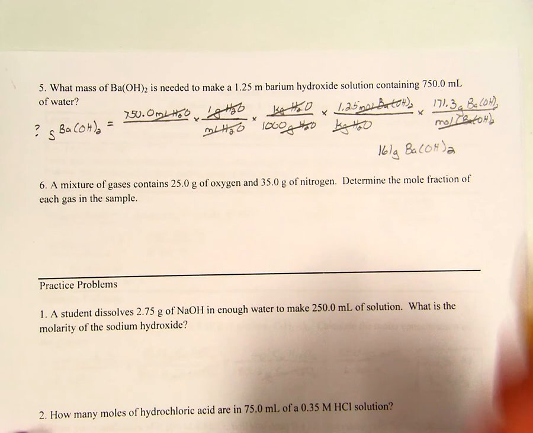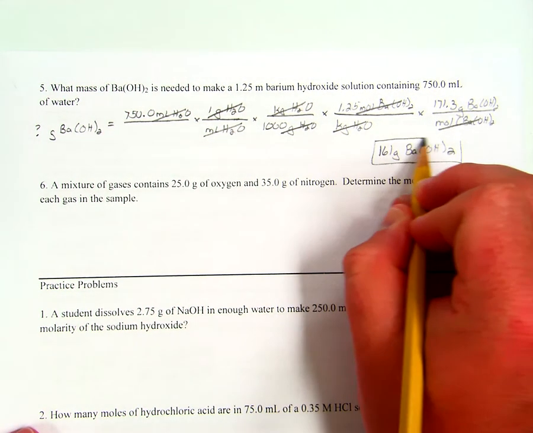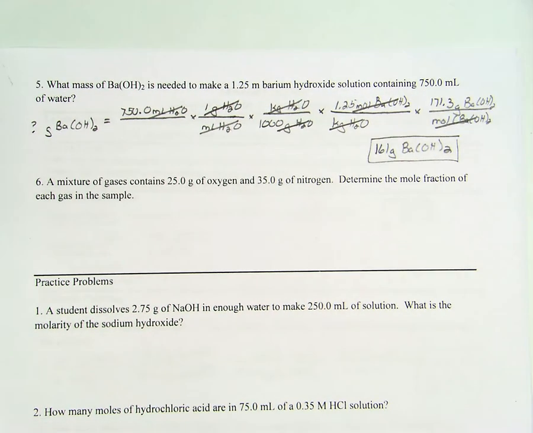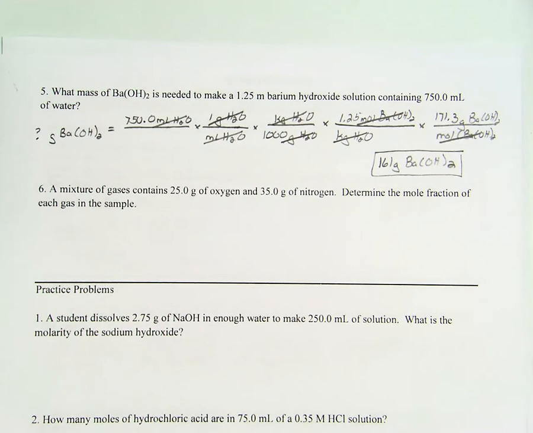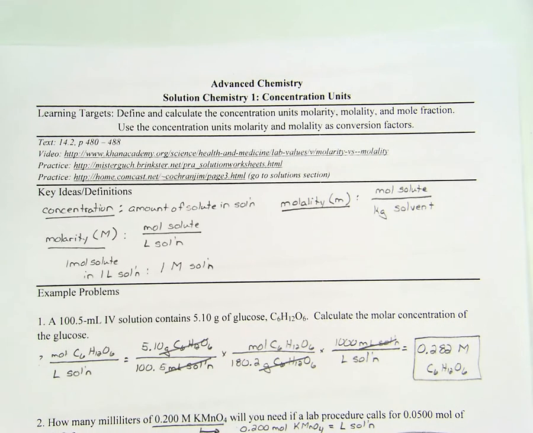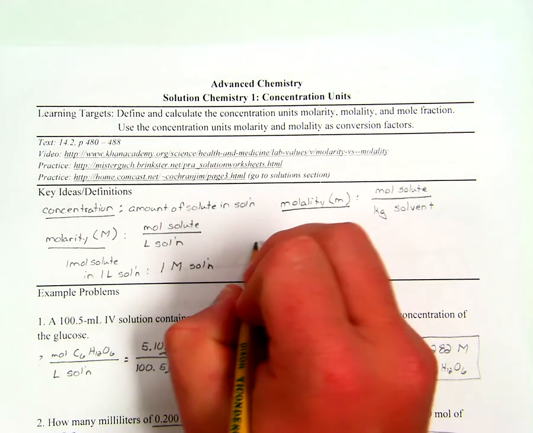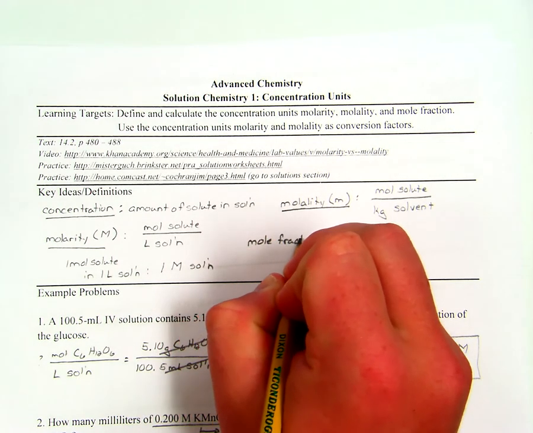All right, that was the last example with the molality. We have one more concentration unit to hit up. I'm going to go back to the key ideas. The concentration unit is mole fraction. And the concentration unit mole fraction is exactly what it sounds like. The symbol that we often use for mole fraction is a capital X.